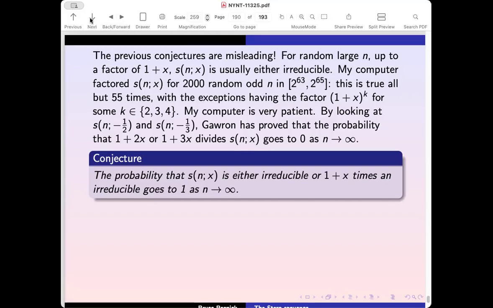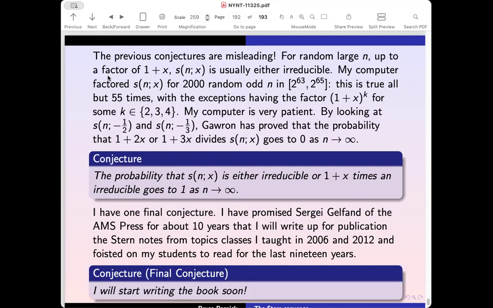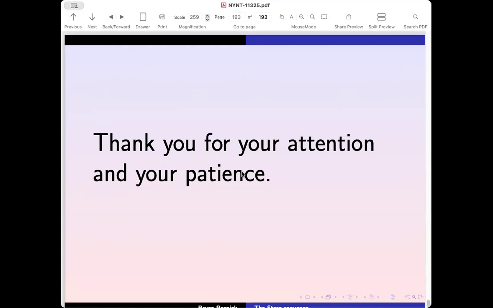And I have one more conjecture. I promised Sergei Gelfand of the AMS Press for about 10 years that I would write up for publication the Stern notes from topic classes that I taught in 2006 and 2012 here, and have forced my students to read for the last 19 years. The last conjecture is that I will start writing the book soon. So thank you for your attendance and patience, and I did beat 3 o'clock.